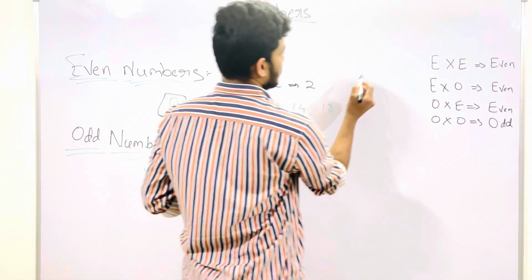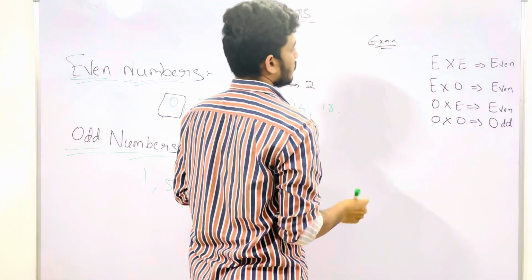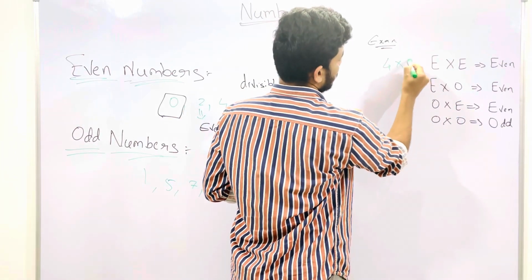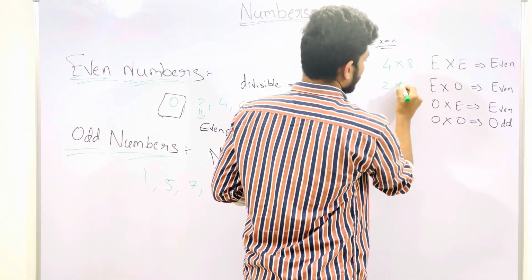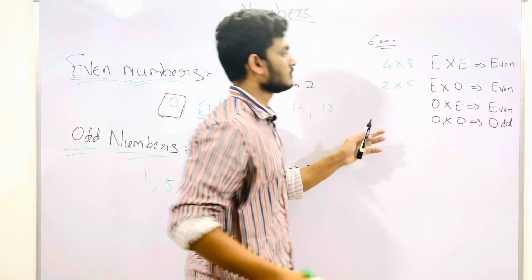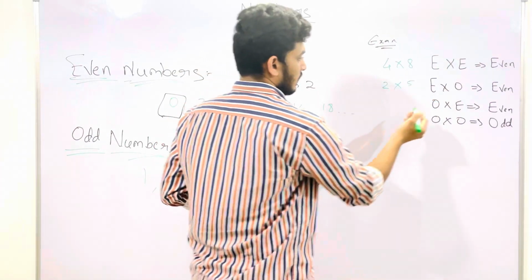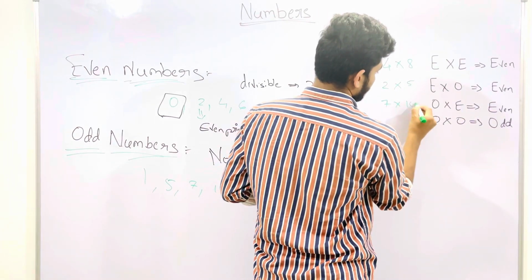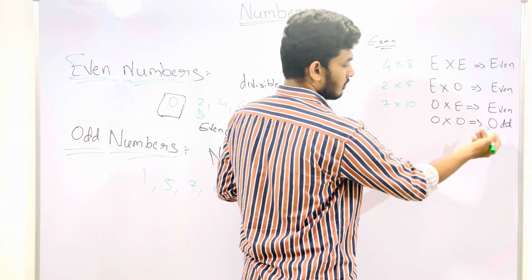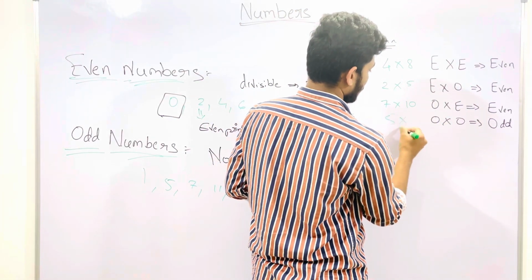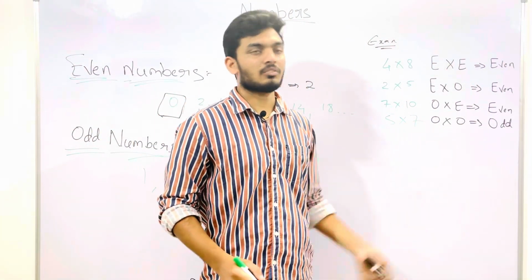Examples: even and even could be 4 into 8, which gives you 32, an even number. This could be 2 into 5, where 5 is an odd number and 2 is an even number, that is 10, an even number. And maybe 7 into 10, which is 70, an even number. Whereas odd into odd will be odd, for example 5 into 7, which gives you 35, an odd number.